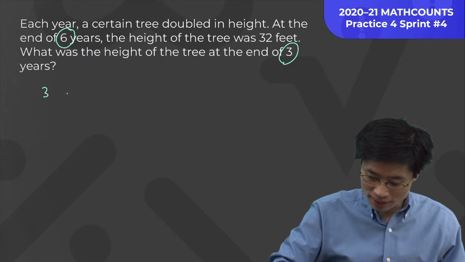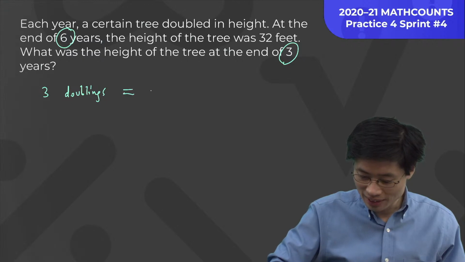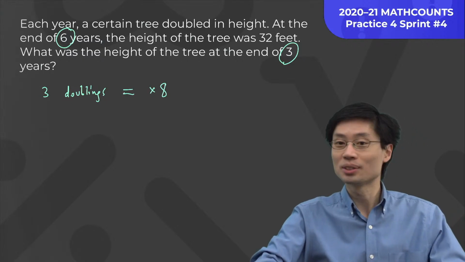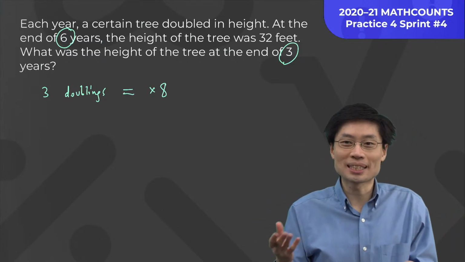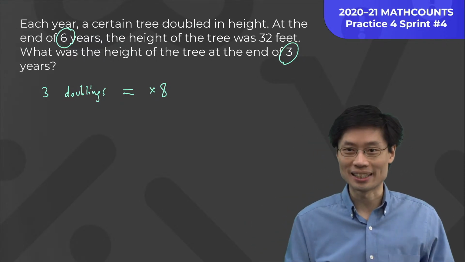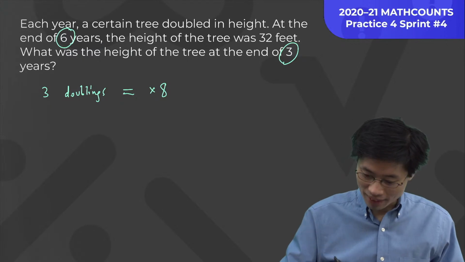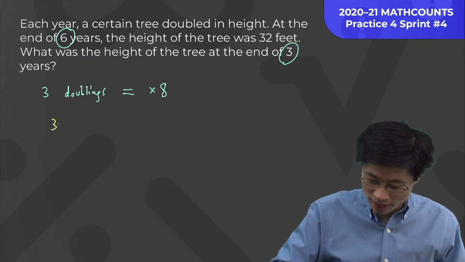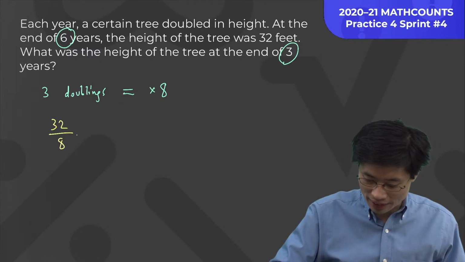3 doublings in height equals times 8, right? Times 2 times 2 times 2. So if you times 8 and you get to 32, the height of the tree has to be 32 divided by 8, which is 4. I hope that's right. I'm always afraid of reading the question wrong, so let's check it now.